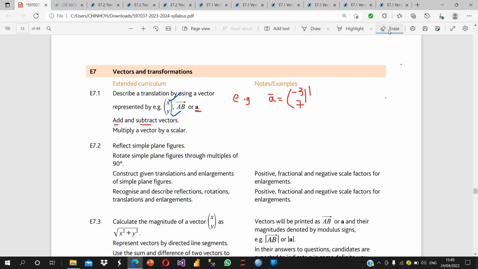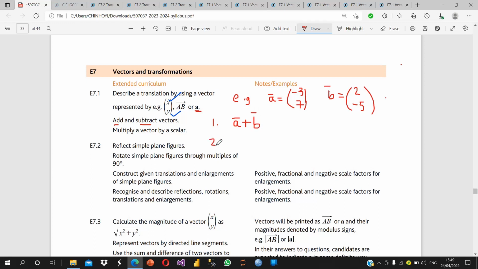Okay, let me rub this. Which is -3 and 7. And I have vector B, and my vector B is equal to, let's say, maybe 2 and -5. So I want you to simplify. For the first one, let's say A plus B. That is, we want to add vector A plus vector B.